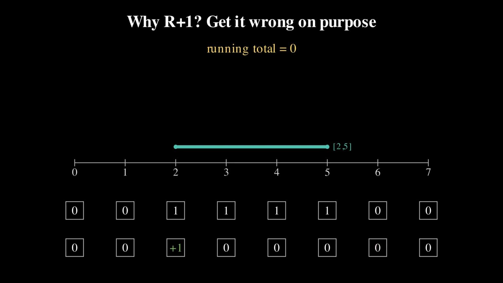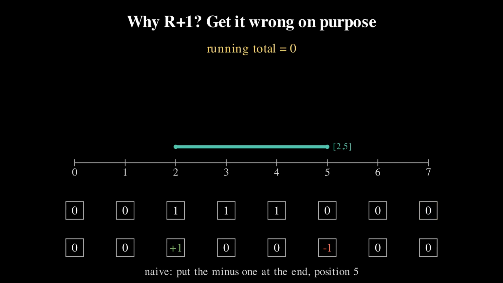Now the part everyone memorizes and nobody questions. Why -1 at 6 when the range ends at 5? Let's get it wrong on purpose. Put the -1 right at the end, at 5. Sweep again and watch. At 2, 1, 3, 1, 4, 1.